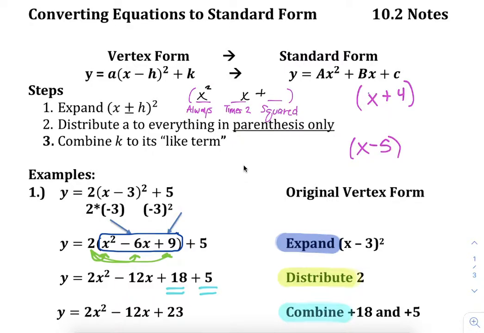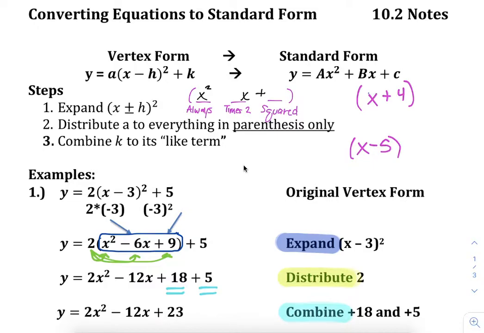Perfect. Okay, you're going to have 3 steps on every single problem: expand, distribute, and combine. I'm using the letters E, D, C as a way to remind you what we're doing. First thing is going to be expand. Expand means that I'm keeping everything. All I'm doing is expanding the parentheses from a binomial with 2 terms to a trinomial by applying the squared.